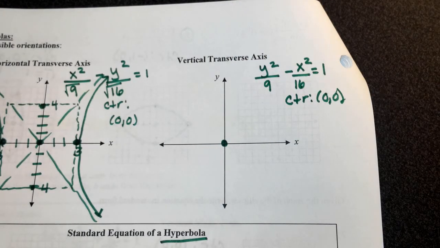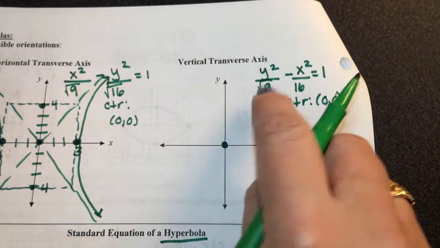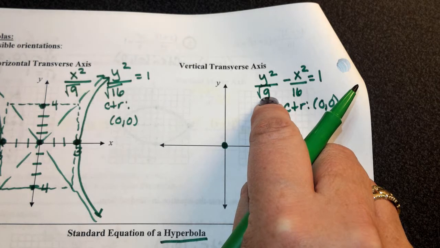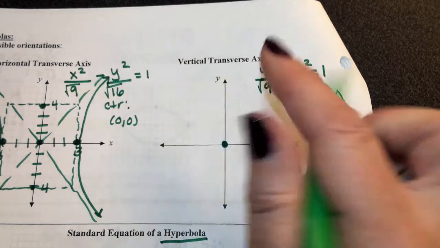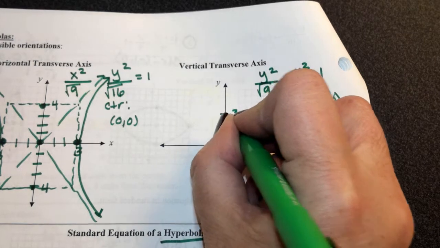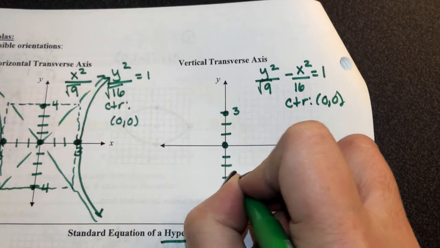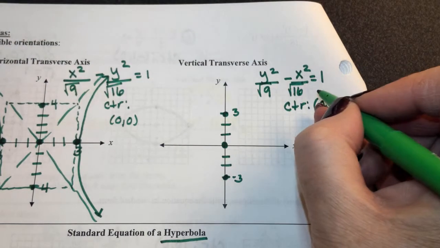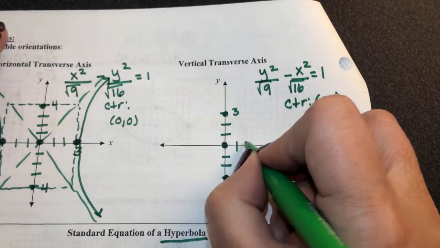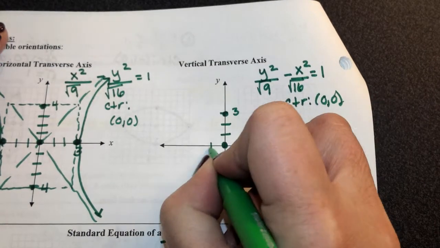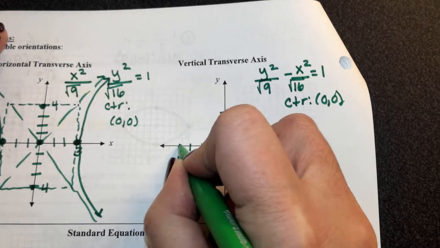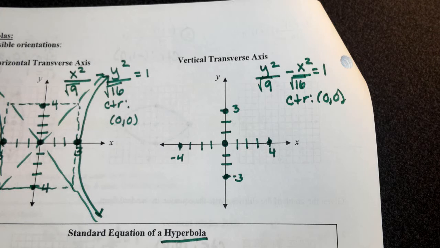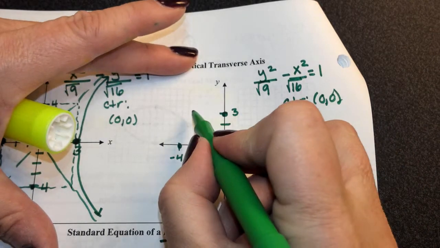So to figure out the distance from the center, I take the square root of the denominators. Now remember, 9 is underneath y. This is your vertical. This tells you how many units up and down from the center. So the square root of 9 is 3, so I'm going to go 3 units up, 3 units down. Take the number that's underneath x, that's 16, so the square root of 16 is 4, so I'm going to go 4 units to the right, 4 units to the left. So again, I'm going to sketch my rectangle.